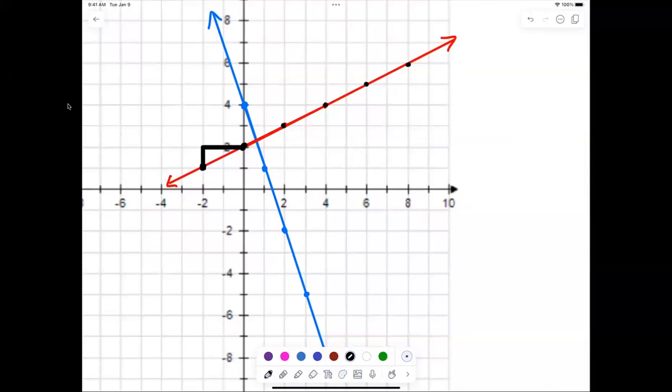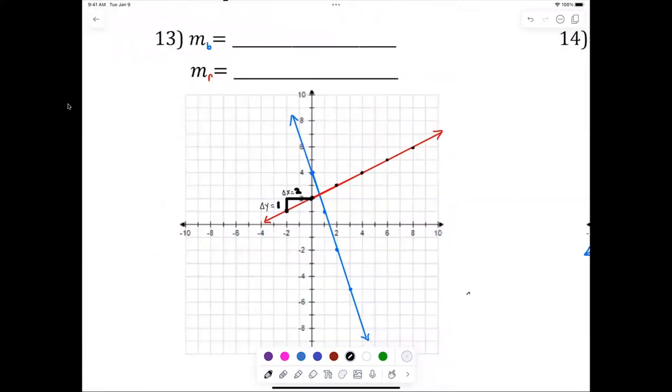Now, how much did I go up? 1. How much did I go to the right? 2. So 1 is defined as delta y. 2 is defined as what? Delta x. So our slope of the red line is the change in y, over the change in x, which is 2. Which gives me, Leah, the slope is? That's right. The slope of the red line was 1/2. I went up 1 and over 2.